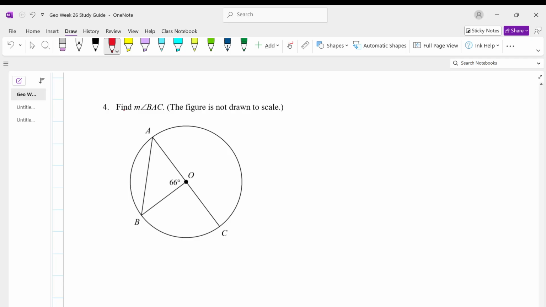All right, problem number 4, find the measure of angle BAC. All right, we're starting at B, we're going to A, and we're coming back here to C. So again, this angle. We're looking for this angle. Well, angle BAC is going to be half of this arc.